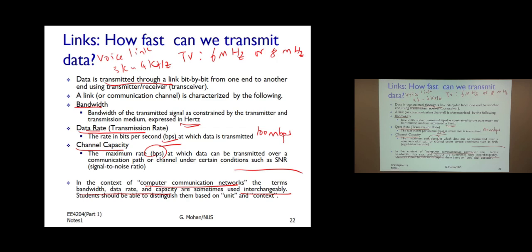But maybe in one or two specific contexts we handle both bandwidth and data rate. When we study the relationship between bandwidth and data rate, you can differentiate them based on the unit. Look at the unit. If it is given in hertz, megahertz, gigahertz, then it's bandwidth. If it's given in bits per second, then it's a data rate or transmission rate.